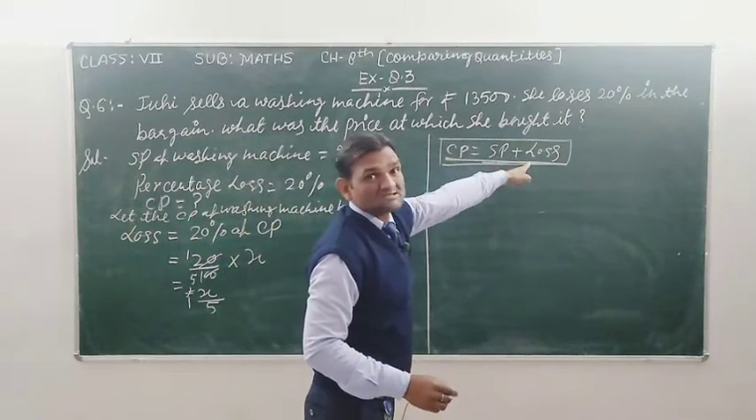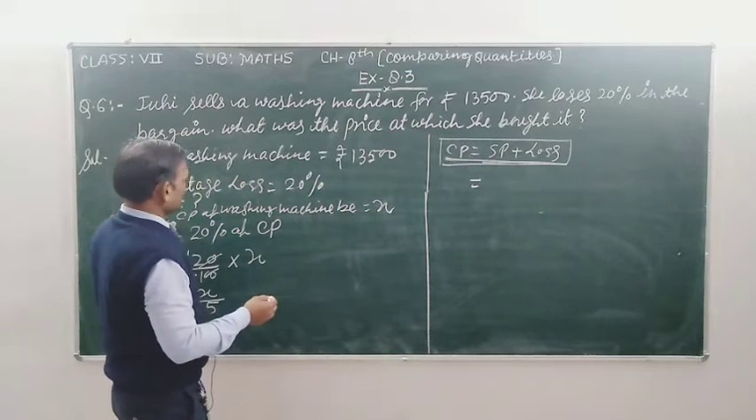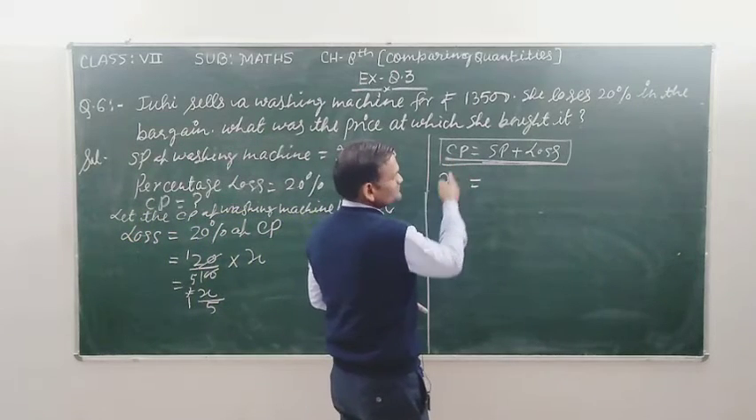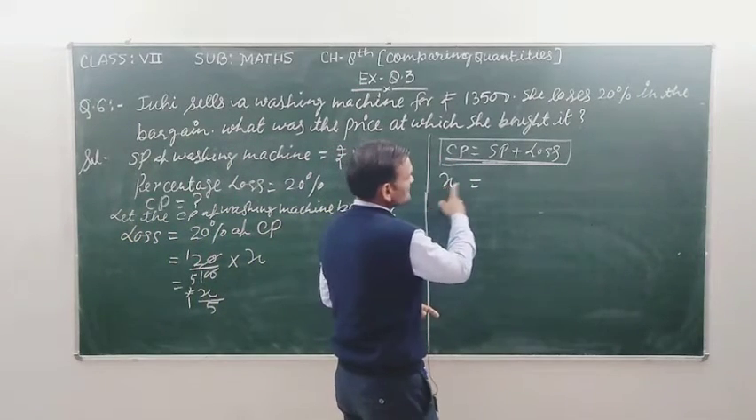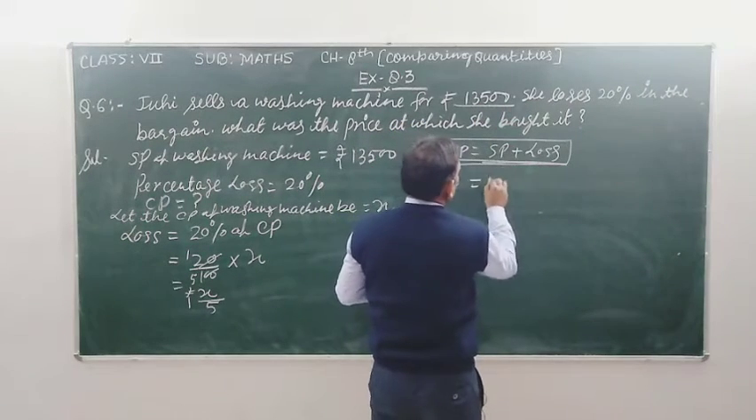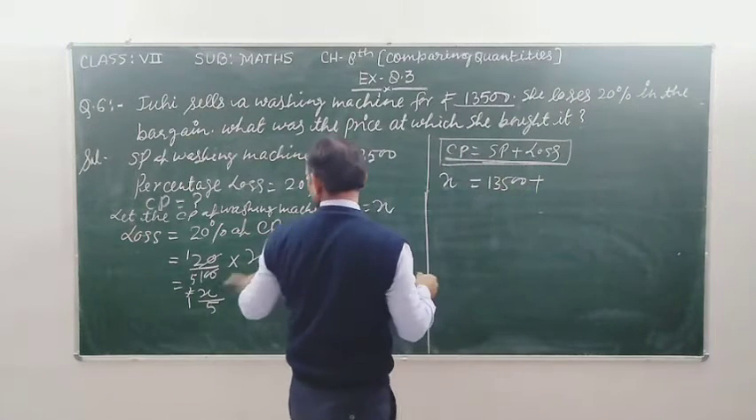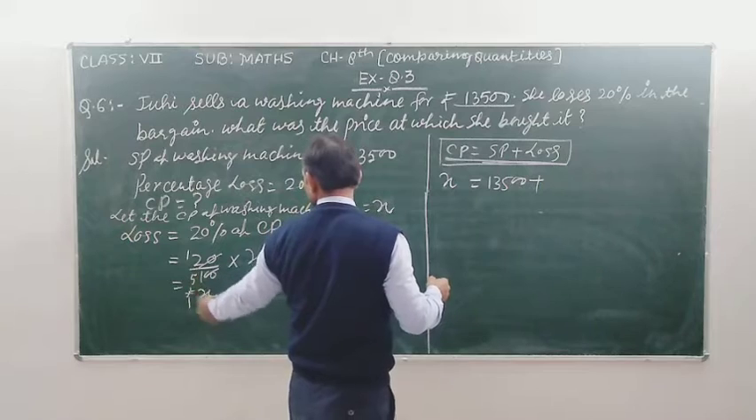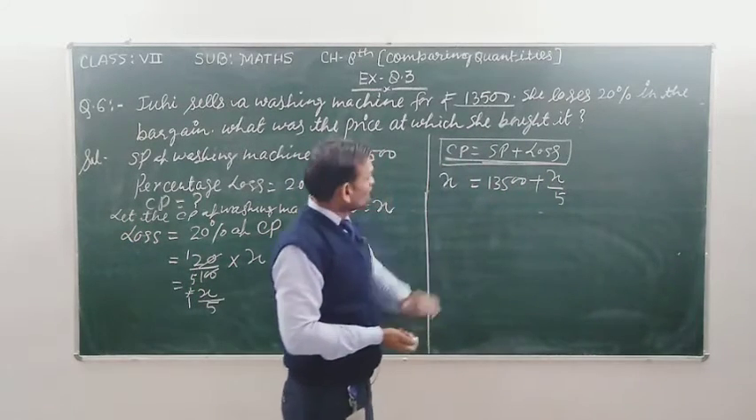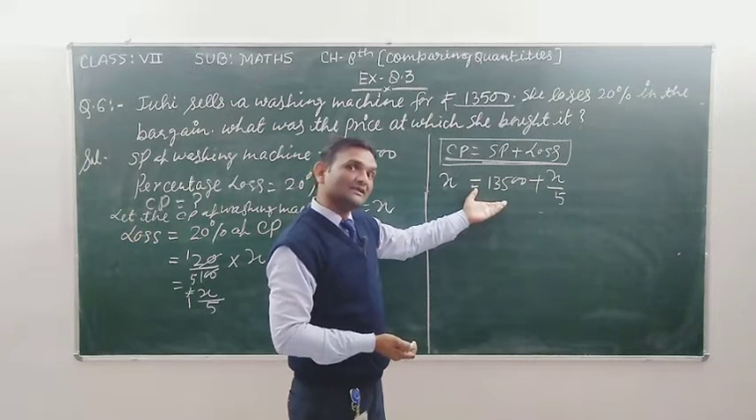So easily we can find out the CP. CP is equal to SP plus loss. So CP, you have assumed, that is X. So in the place of CP we have to write X, and SP is given 13,500, plus loss you have already found out, X upon 5. Now this is the equation, student, and you have solved this type of equation in the linear equation chapter.